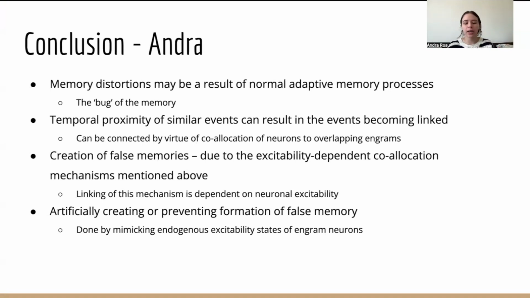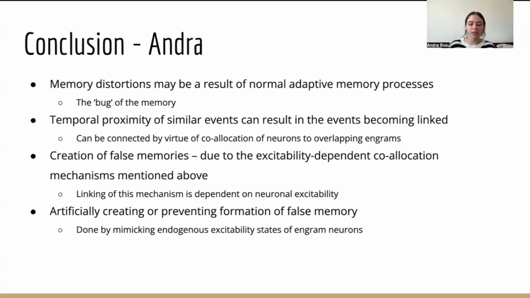This means that the allocated engram neurons remain more excitable after the first event, and if a second related event happens during the time of excitability, the engram neurons for the first event are allocated as the engram supporting neurons for the second event, and this causes the events to become linked. Third, we have the creation of false memories is due to the excitability-dependent co-allocation mechanisms mentioned above. So linking up, this mechanism is dependent on neuronal excitability.